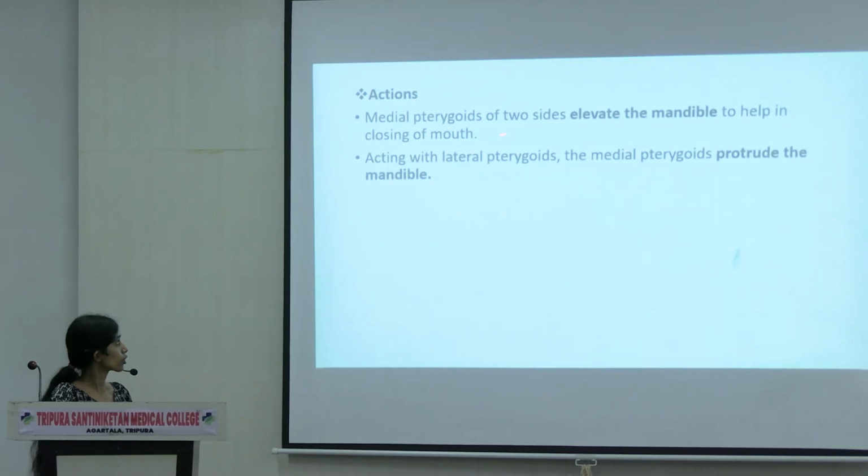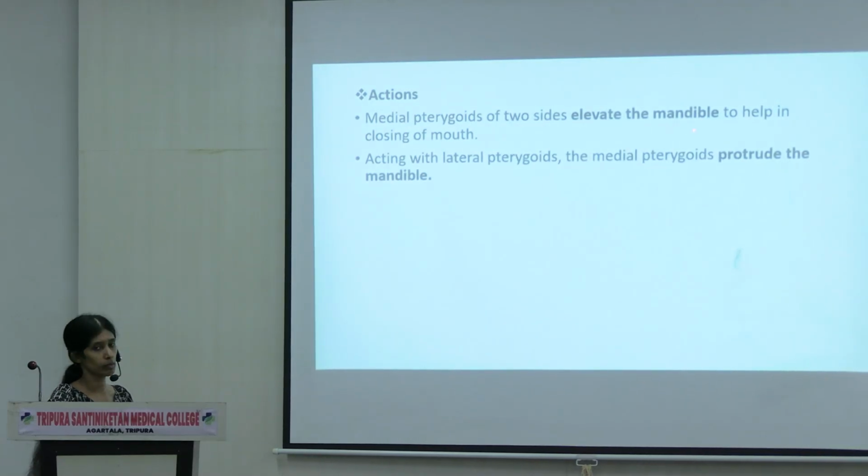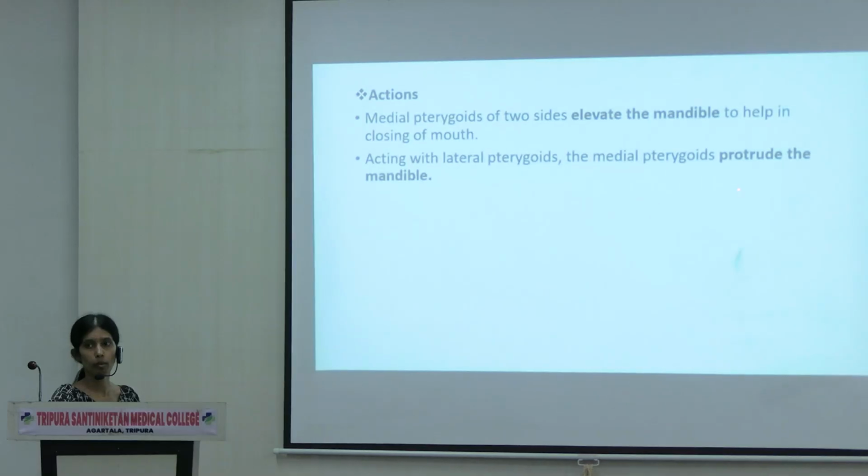Actions. Medial pterygoid of two sides elevate the mandible to help in closing of the mouth. Acting with lateral pterygoid, the medial pterygoid helps in the protrusion of the mandible. So you have to remember elevation and protrusion.